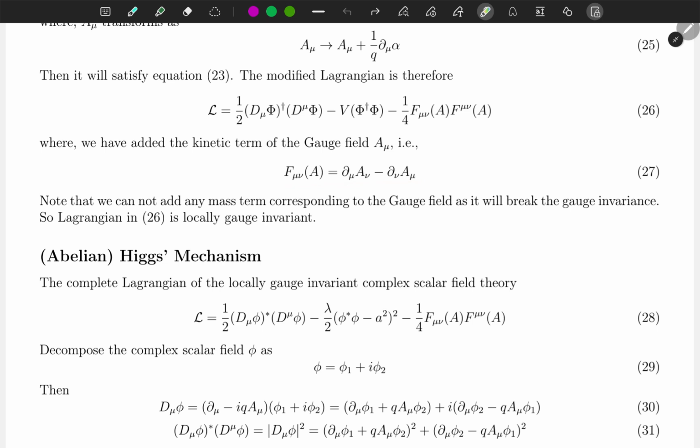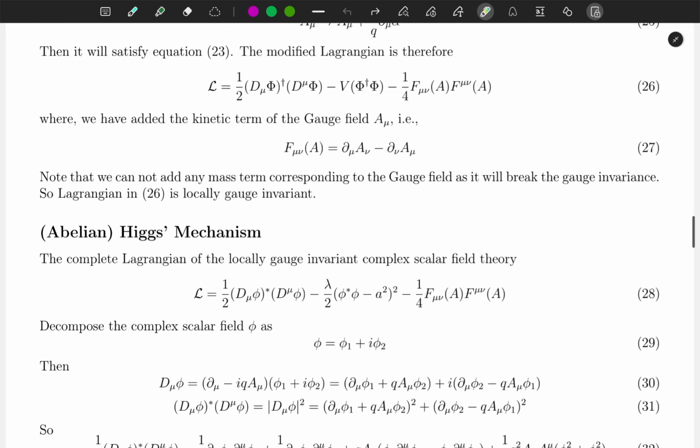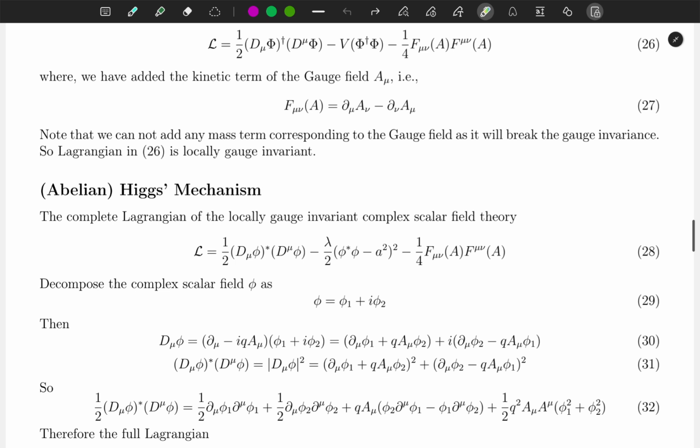Now note that this A mu gauge field is abelian. What do you mean by abelian? That the field strength tensor is given by this. If it is not abelian, there is some extra term. Basically there are some extra terms involving the gauge fields, and there are many more consequences of that. But I will not go into that.